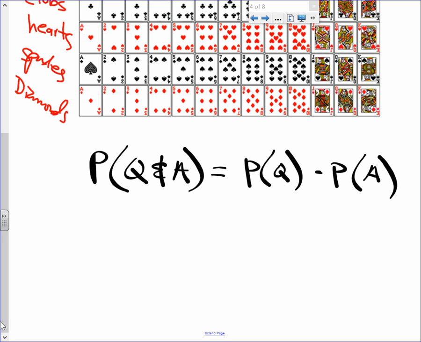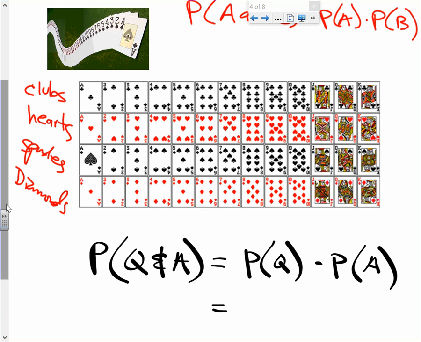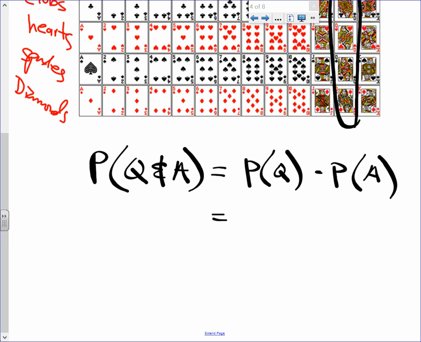Let's just multiply those puppies. Here we go. Let's find the first one then: the probability of getting a queen. Let me circle the queens. Here they are. There's 4 of them, 1 per suit. Thank you, Gallegos. 4 out of 52. There's your probability.